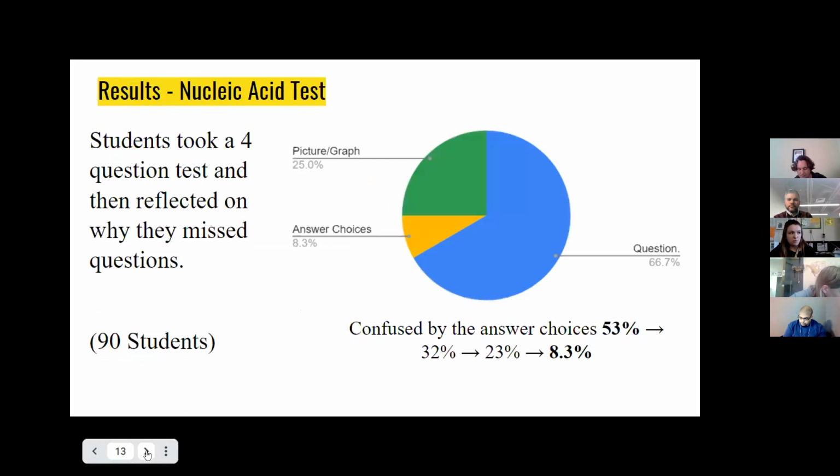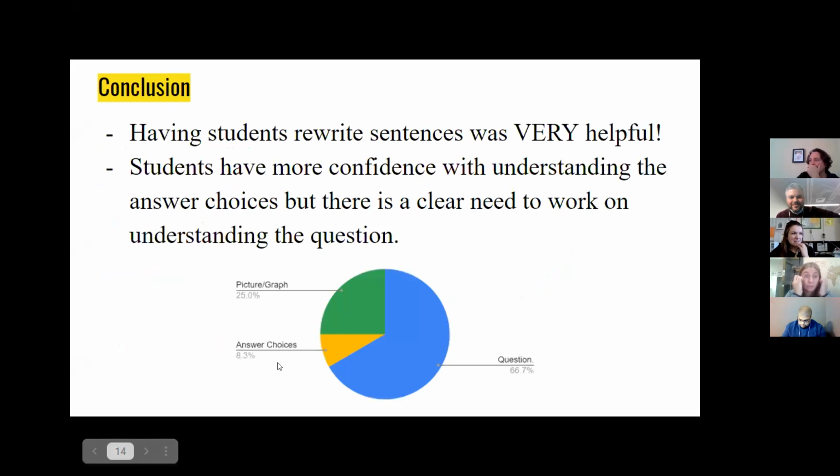Having them really focus on the idea that this is still a correct answer was incredibly helpful. This was the final test that we did. We started with 53% of students having trouble with the answer choices, and we ended with 8.3%. I thought the final test was the easiest test, just because I was having trouble finding good questions by this point, but I still think it's a significant decrease. You can also see clearly at this point that understanding the question is now the biggest part that students are having trouble with. That is definitely where I would go from here.